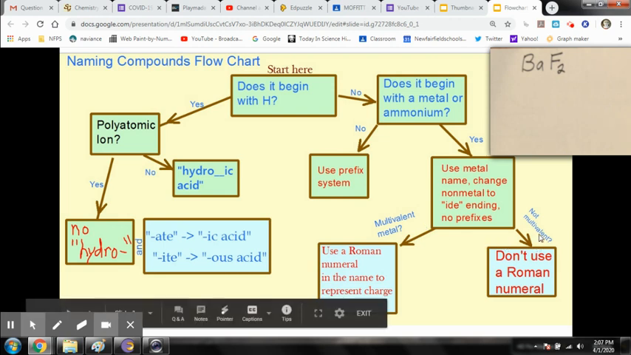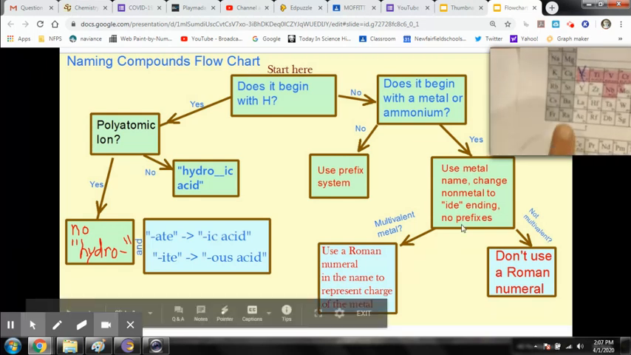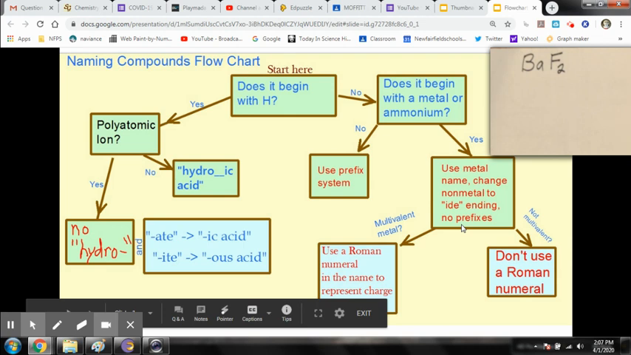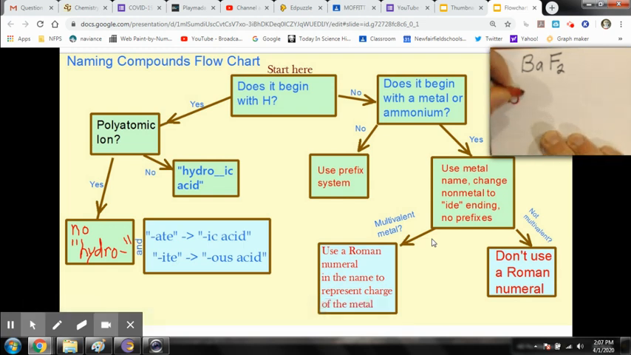Now there's an additional question here. Is that a multivalent metal? Yes or no? So that's where this other chart of multivalent metals comes in. And we can see that barium has but one possible charge of +2. Therefore, not multivalent. We don't use a Roman numeral. So this one is fairly simple. Barium, we're going to give it its name, barium.